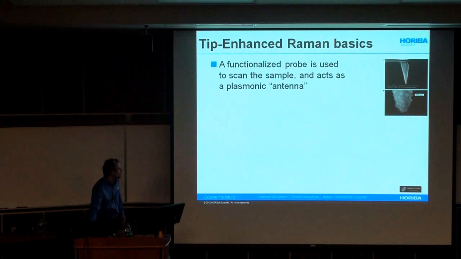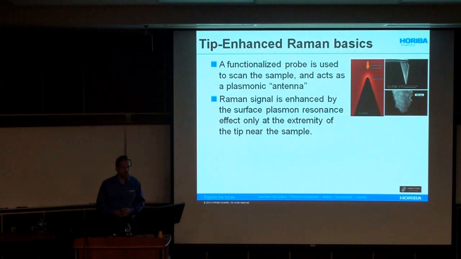So to achieve the enhancement, we need a functionalized probe. It's used to scan the sample, and it's acting as a plasmonic antenna. Basically, that's what generates the enhancement. I will not explain all the details of the probe manufacturing. This is actually the key part of TERS, but it's also a fairly complex problem, I would say. But there's a lot of publications from people who are successful making those probes. And this is a picture of how the tip of the probe looks when it's coated with the metal, to achieve the coupling of the photon into the plasmon and generate the plasmon resonance.